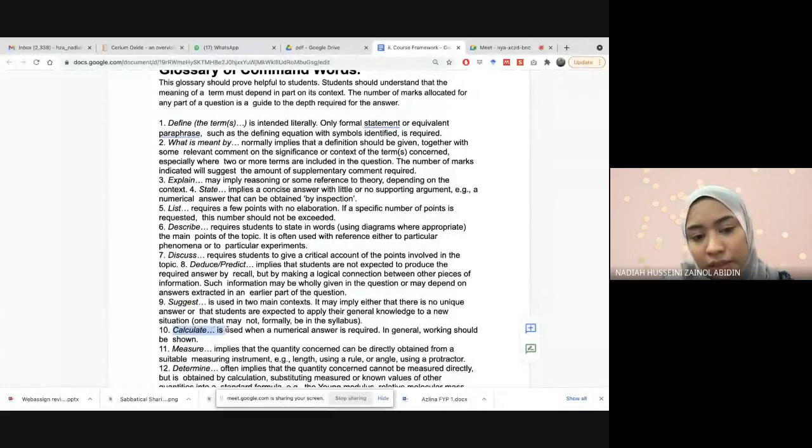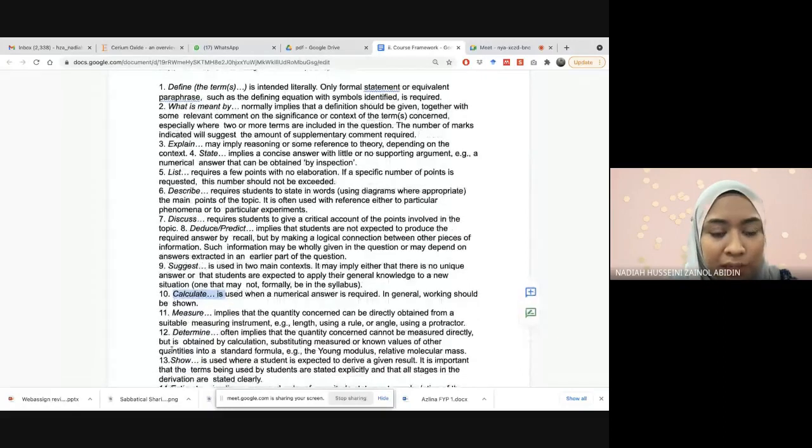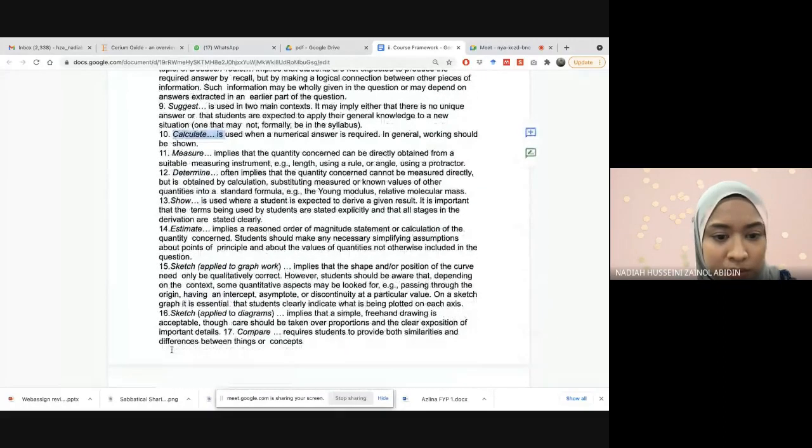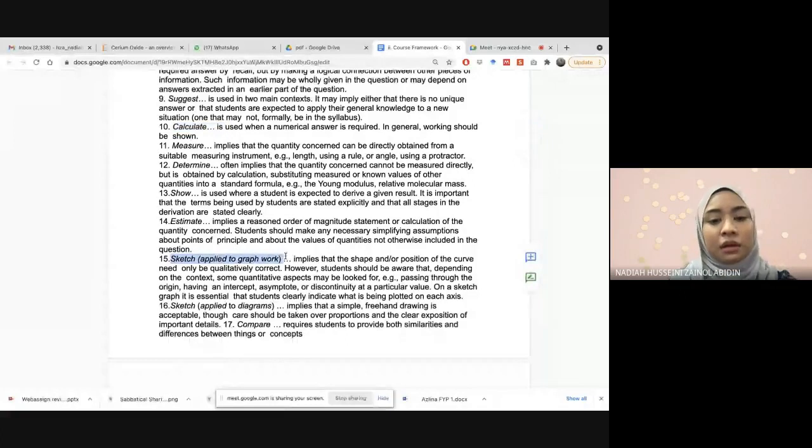And then calculate, you know this already. Of course, use your math. And then measure tak ada, this is for your labs. What else? Sketch, yes, sketch is quite famous. Sketch applies to graph work. Untuk test yang face to face memang boleh tanya lah. So let's say they ask you to sketch. They give you a situation, gas starts from point A to point B. Point A is at pressure 1 atm, temperature of 30 degrees. Point B is pressure of 2 atm. Draw the graph. So that is possible. Okay, so that is when they ask you to sketch.